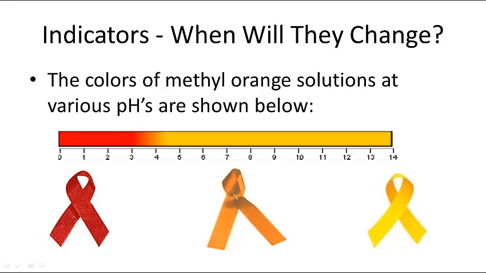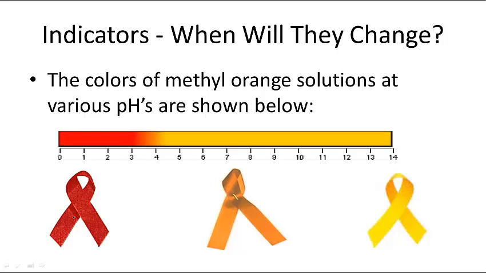Okay, we had just introduced the idea of an indicator, and we said an indicator is generally a weak acid that changes color when you pull the H plus off. And usually that's going to happen right around the pKa of that indicator. So methyl orange, for example, appears orange right around a pH of 3.8, which is its pKa. But you go down a little bit from there, and it appears red. You go up a little bit from there, and it appears yellow.